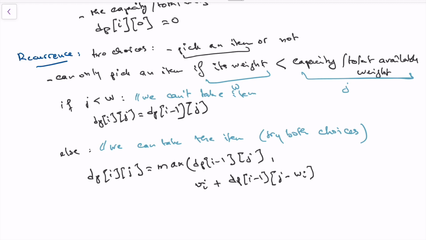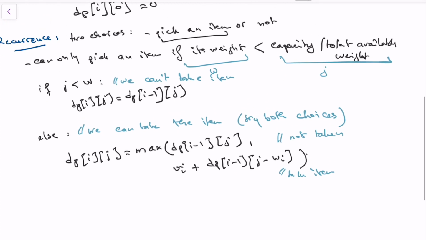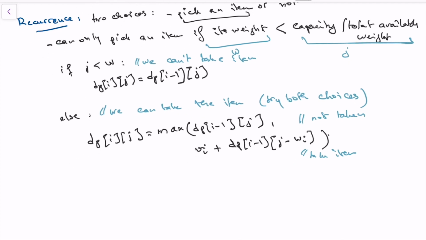Why is that? Because we've taken item i, and so now we put that in our knapsack. So there is already w of i weight used in the knapsack, which means that there is only j minus w of i available for the rest of the i-1 items to use. And so we take the max of these two. This represents the not-take-the-item choice, and this represents the take-item choice. And so now we have our recurrence relation. If the item can't fit, then we just use that weight to consider taking the maximum value from the i-1 items. Otherwise, if we can take it, try both choices and see which one is better.